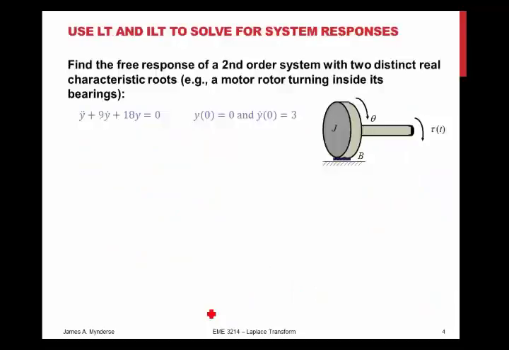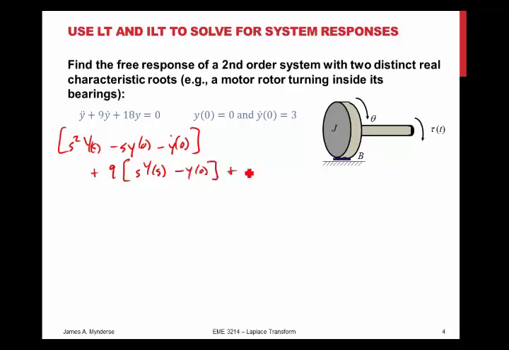So let's look at another one. This is the free response, which is to say that there is no input. The right-hand side of the equation is 0, and we have initial conditions. And in this case, we're going to get two distinct real roots. So if we do our Laplace transform of our differential equation here again, we're going to get, let's do the y dot term, s squared y of s minus s y of 0 minus y dot of 0, plus 9 times (s y of s minus y of 0) plus 18 y of s is equal to 0.